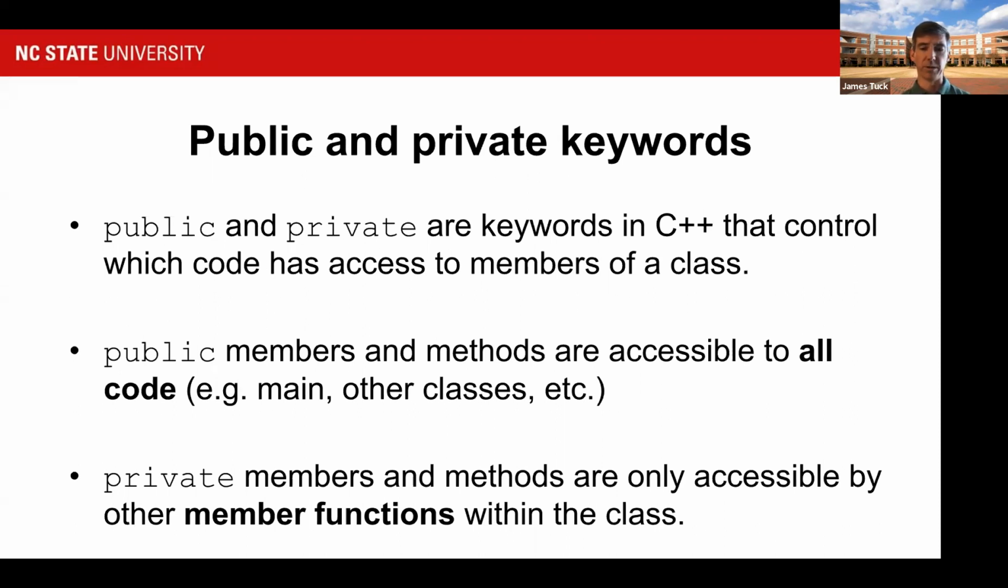However, private members and methods are only accessible by other member functions within the class. For example, inside area can always access anything within the rectangle class, whether it's public or private. And private lets you know if you're using a class in your code, anything labeled private is not something you have direct permission to modify if you're modifying code outside of the class.